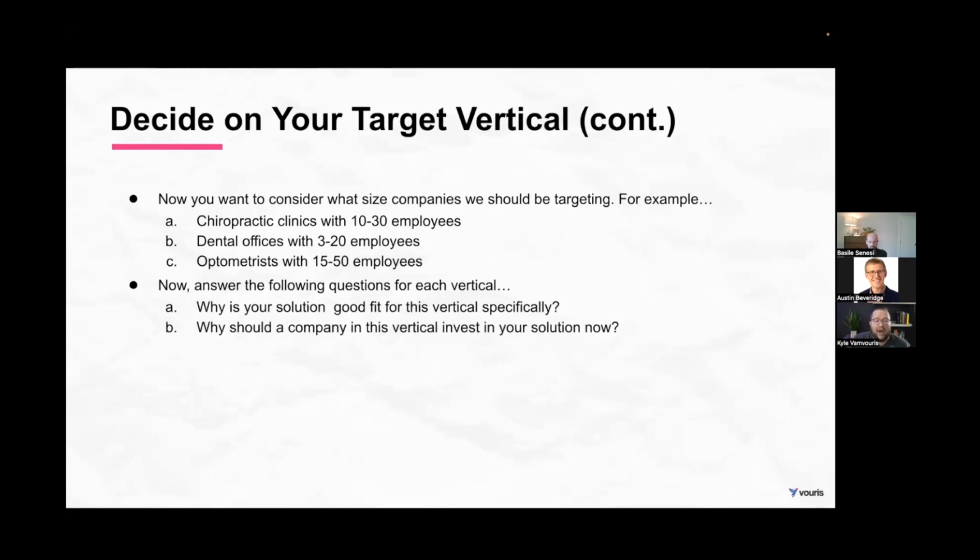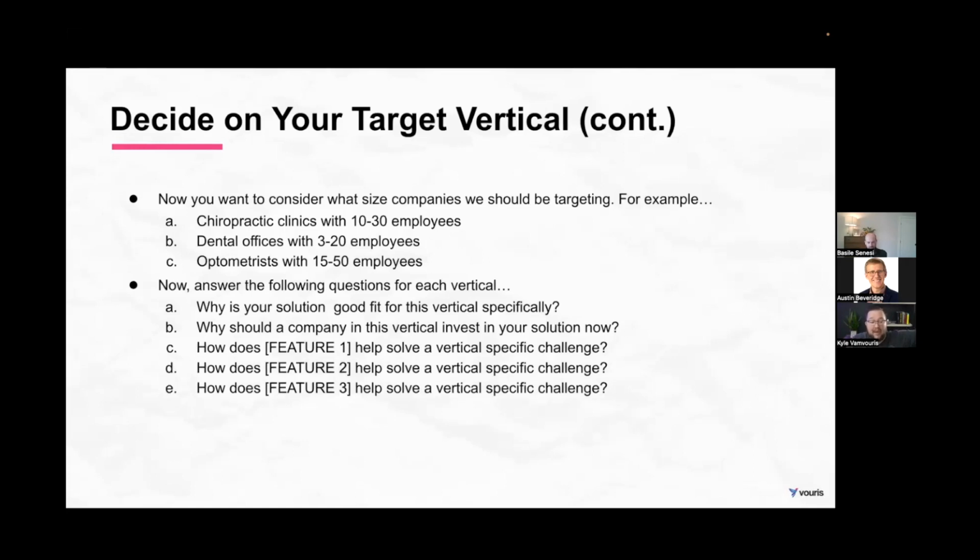Why should a company in this vertical invest in your solution now? How does one of your features help solve a vertical-specific challenge? And you repeat that question for three, 1,000, hopefully you don't have that many, but for all the features that you have. Features are providing a benefit. Typically it's solving a problem that they have. You need to link these, and in your head they might be linked, but if your reps don't have them linked, it's going to be a disaster because they're not going to be speaking to it correctly.